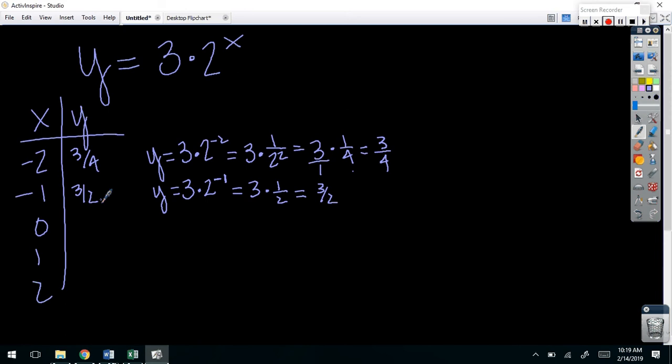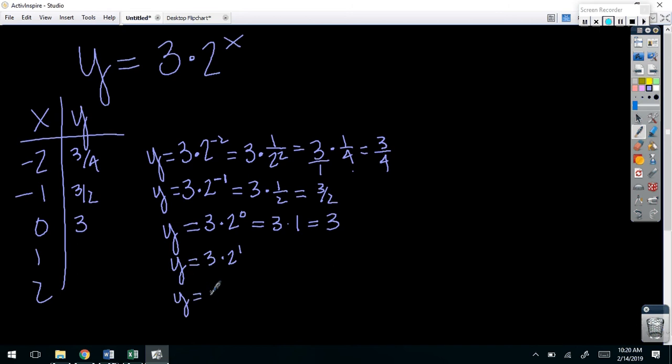When x is 0, 3 times 2 to the 0. Well, this is easy, because 2 to the 0 is 1, and 3 times 1 is 3. Now it should get easier. The positive exponents get a lot easier, right? Because there's no flipping. Y'all find 1 and 2 on your own and come back and let's see if we get the same thing. Plug in 1 and plug in 2.